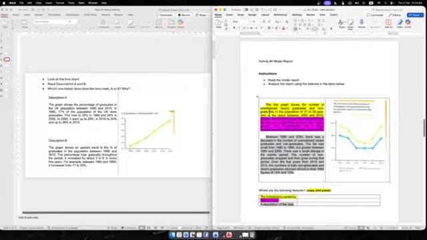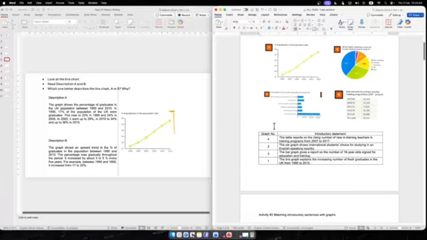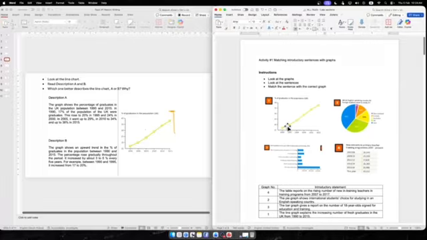So this is it. Now you can try and practice writing the overview yourself and the description of the data, and hopefully you'll get the hang of it.